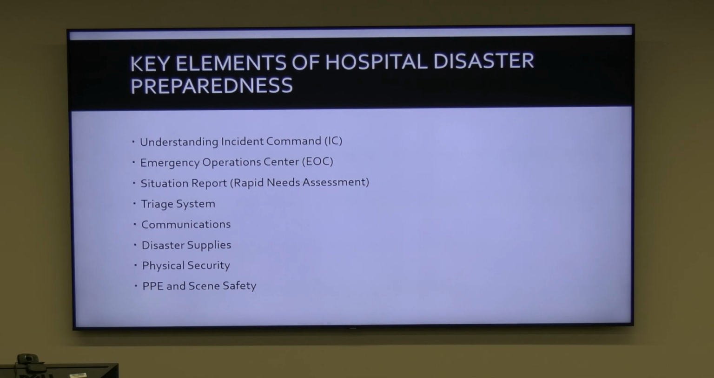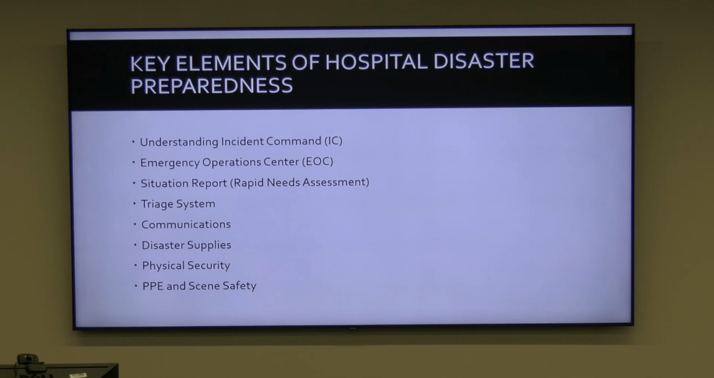Then the situation report would be the information that comes into that group of people, which would include, like I mentioned, the supplies that are needed and the supplies that are provided, and the patient's needs. Another element of disaster hospital preparedness would be the triage system. So especially in disaster situations, there needs to be a way to triage patients based on needs and assessments.